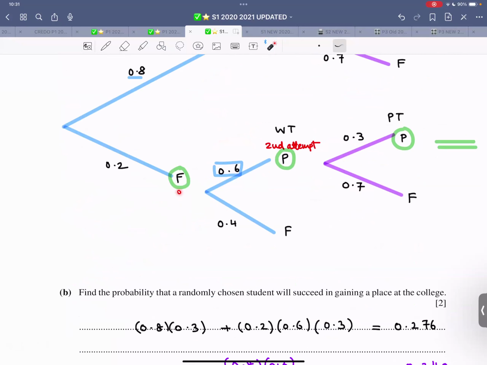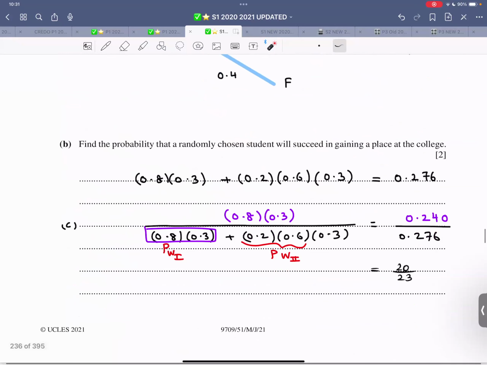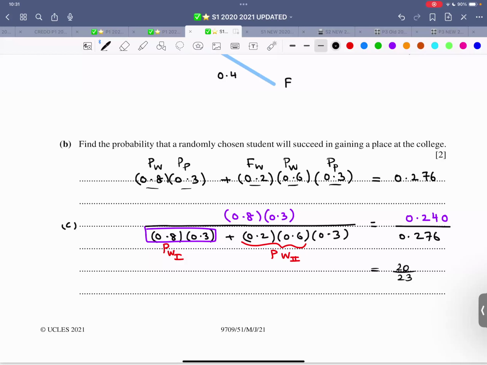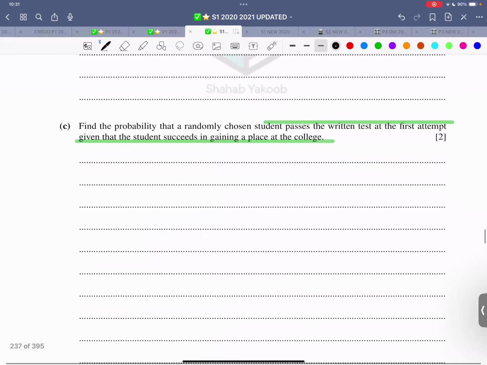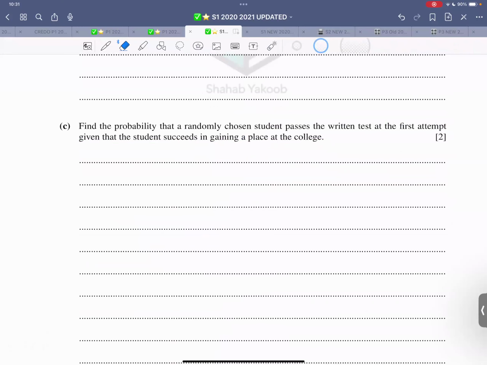Fails at the first attempt, passes at the next attempt, passes the practical test. So this is 0.2, 0.6, 0.3. So this is pass written test, and this is pass practical test. This is fail written, pass written, and then pass practical. This is 0.3, this is 0.6, this is 0.2, this is 0.8, this is 0.3. All good. That's 0.276. Now let's read part C and then solve it on that page.